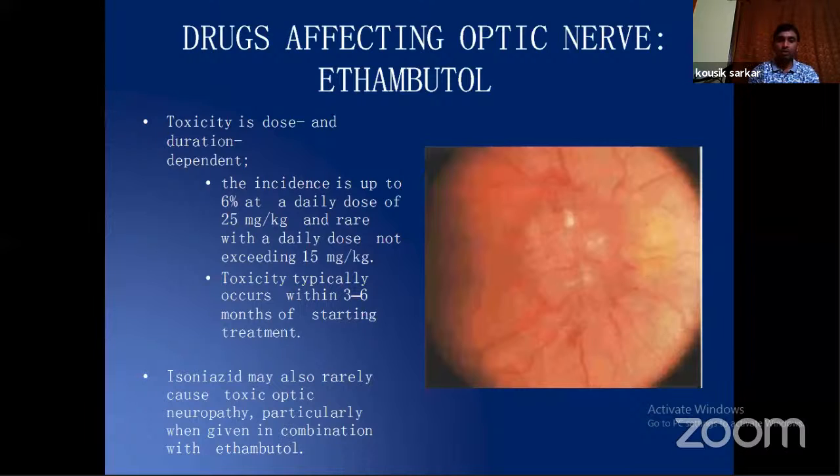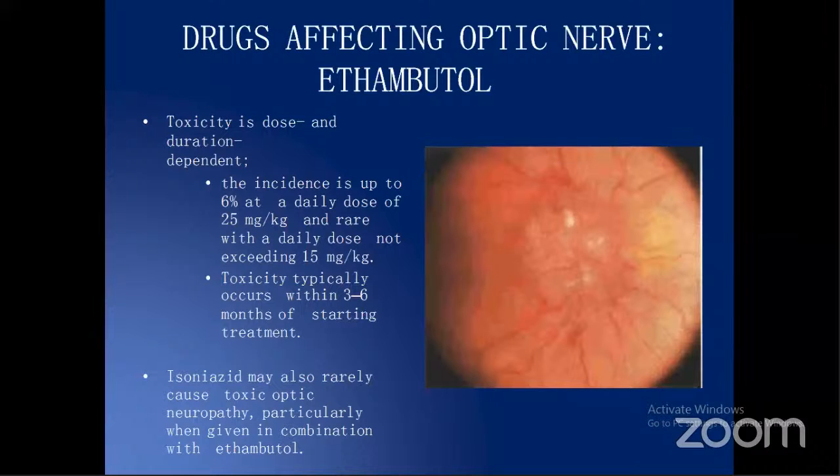Isoniazid is also an antitubercular drug. It also rarely causes toxic optic neuropathy, particularly when it is given in combination with ethambutol.